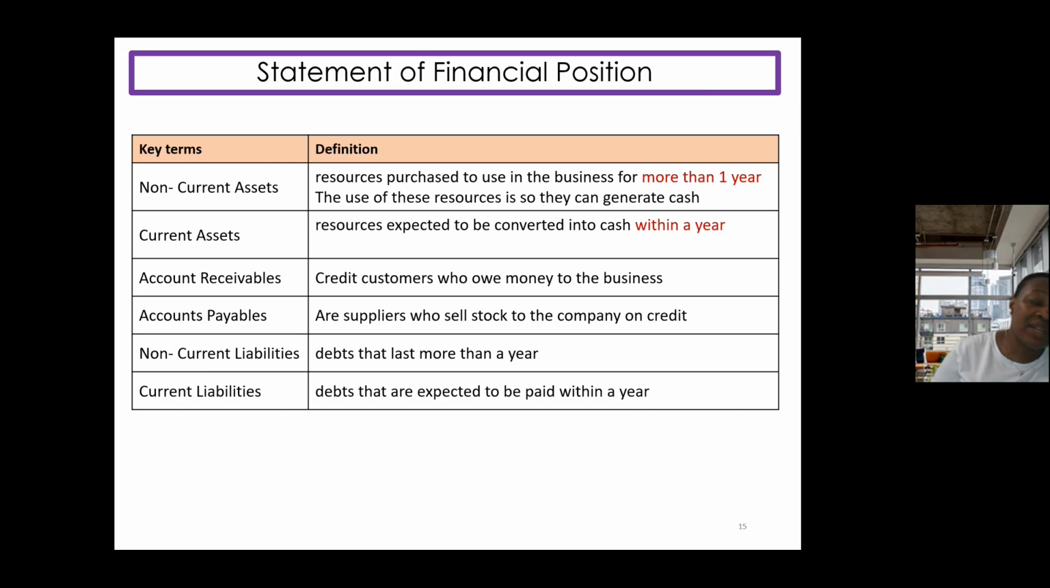Non-current liabilities. We've said liabilities are obligations of the entity that have arisen as a result of past events. Non-current liabilities are those debts that will last more than a year. We expect that we will not have settled those obligations within a year. But with current liabilities, we expect that we would have settled those obligations within the year.